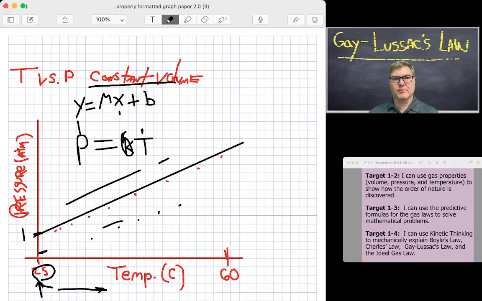If those dots were steeper, it would require a different constant to connect the pressures and the temperatures. And if it was shallower, it would require a different constant. So, yeah, the K is a slope.